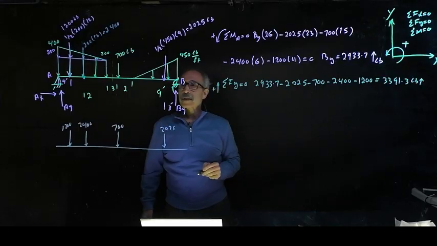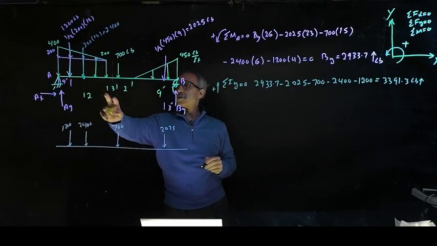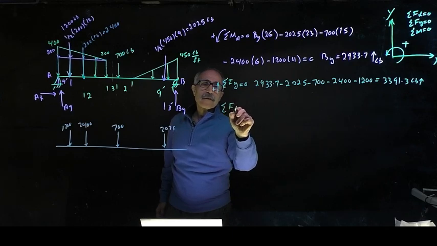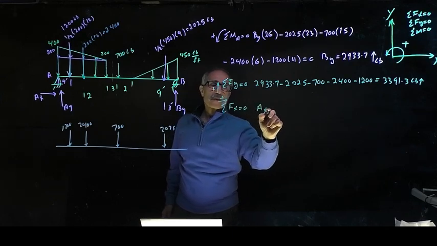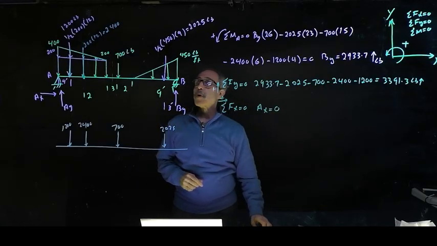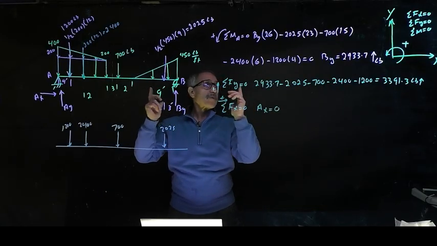All right, so we got that, and the next one is the summation F of x. There's no x direction. Summation F of x is equal to 0. Going right is positive. Therefore, Ax is equal to 0. That's it. So that's one problem. All right, let me erase this. We're going to go to another one.